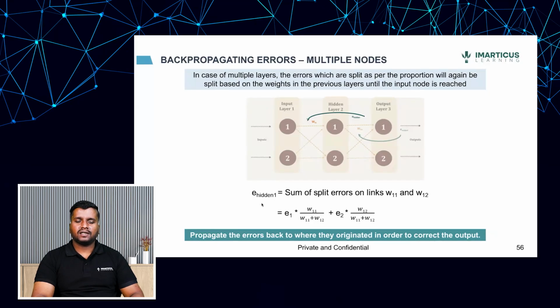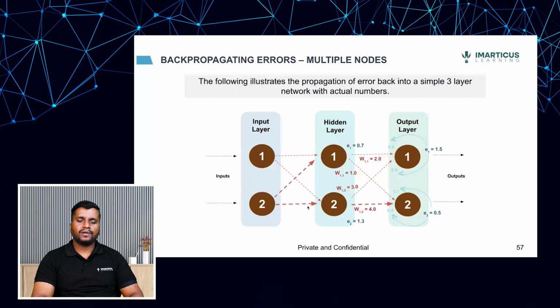Now this is the hidden layer error, and it is again dependent on the values of error 1 and error 2 which we have received recently. Now propagate the error back to where it originated in order to correct the output. If you want to correct the current output, updating the weights of the previous layer is not sufficient. We need to update the weights of the previous layer as well. So it is not just about the current output layer weights, it is again the weights which are passed on to the hidden layer as well.